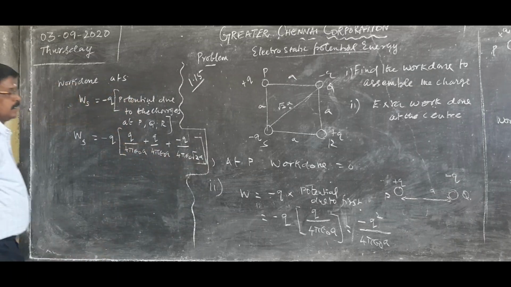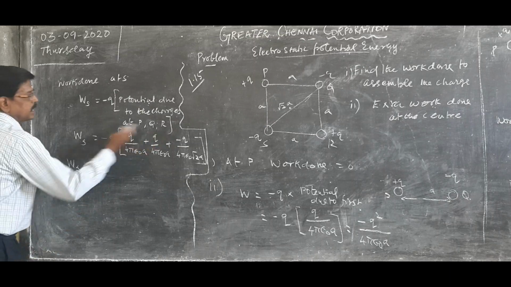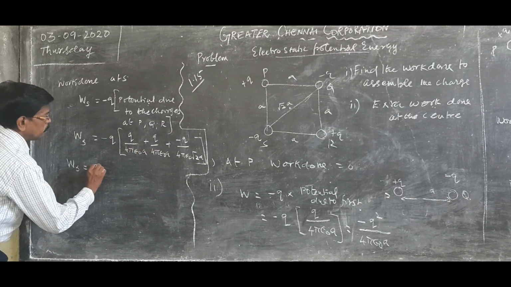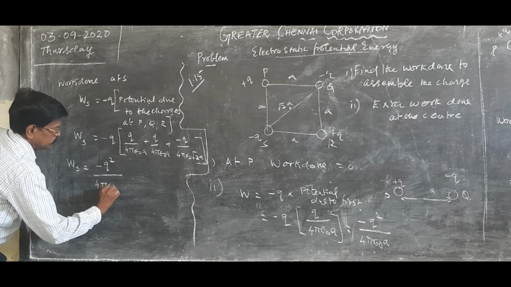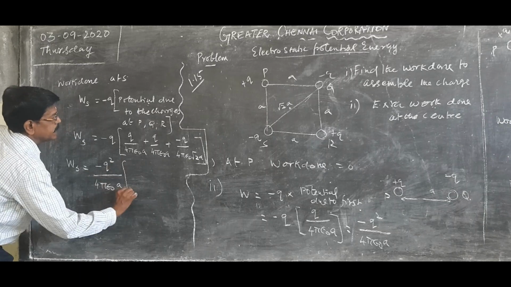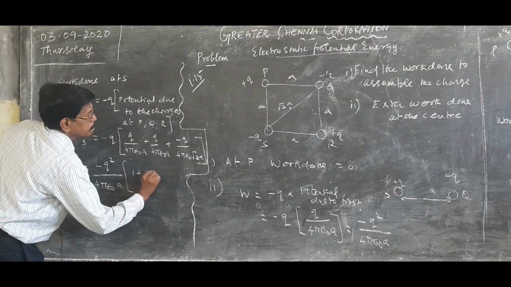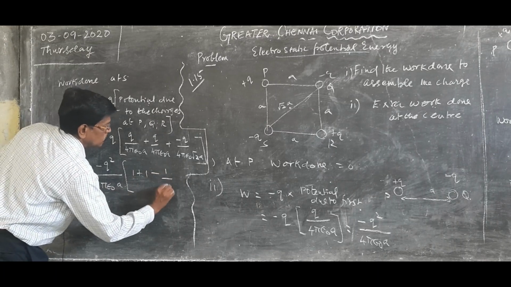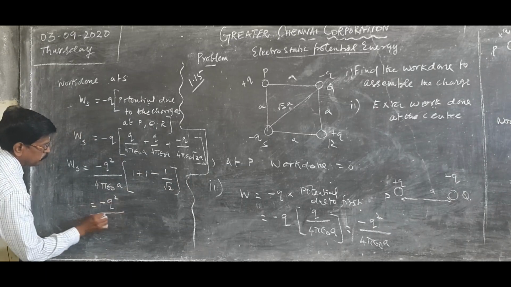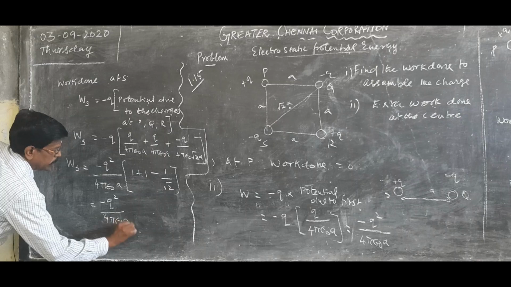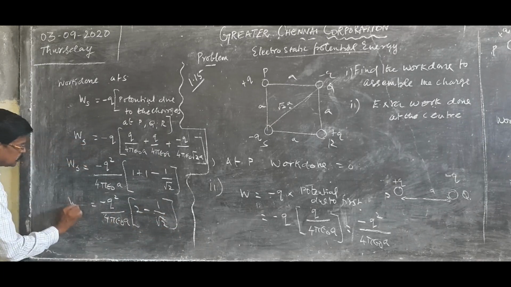That's all, three potentials. So the work done at the point S is, take all the Q outside. Minus Q square by 4 pi epsilon 0 A also you can take outside, so 1 plus 1 minus 1 by root 2. That is equal to minus Q square by 4 pi epsilon 0 A times 2 minus 1 by root 2. So this is the answer.